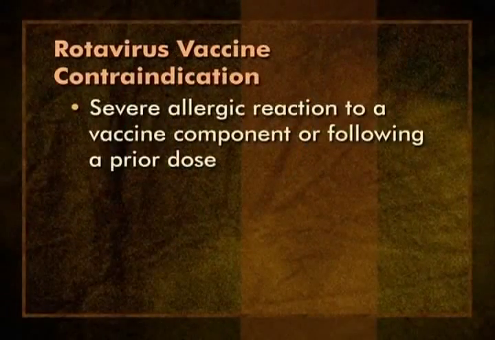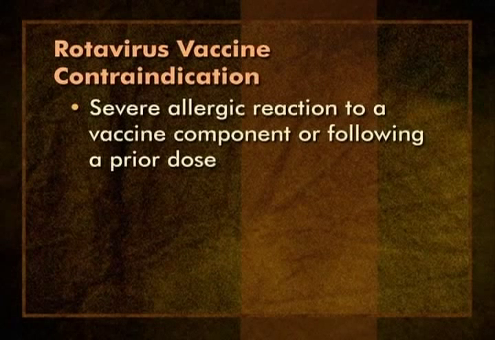Rotavirus is a live virus vaccine. However, because of the oral route of administration and the age at which it is given, the contraindications and precautions are different than for injected live vaccines. The only contraindication to the use of rotavirus vaccine is a severe allergic reaction to a vaccine component or following a prior dose. Latex rubber is contained in the RV1 oral applicator, so infants with a severe allergy to latex should not receive RV1. The RV5 dosing tube is latex-free.